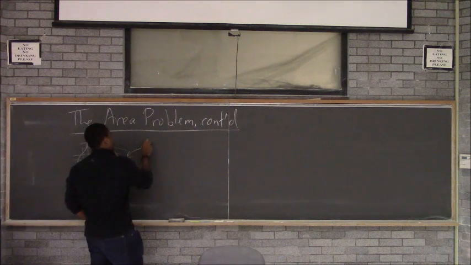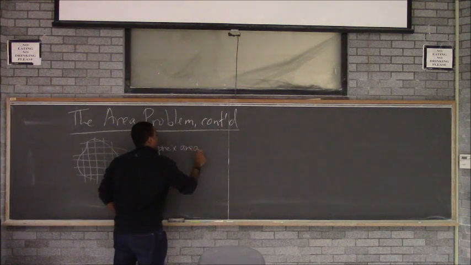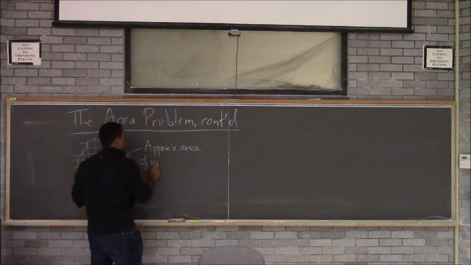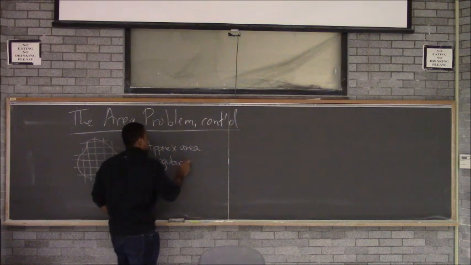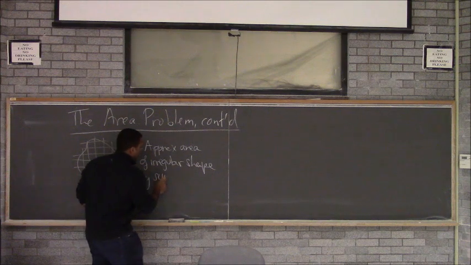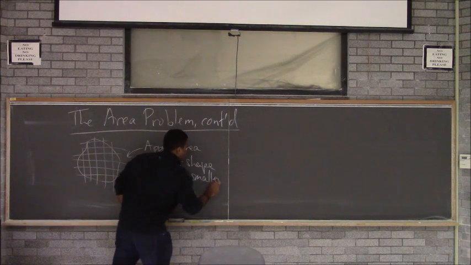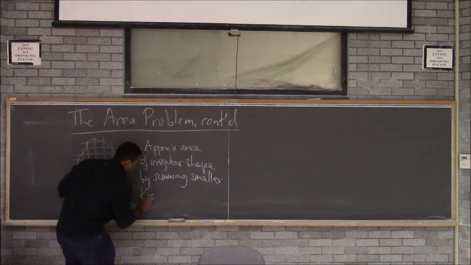So we can approximate the area of an irregular shape by summing smaller known areas.